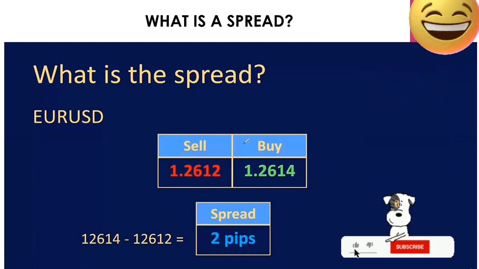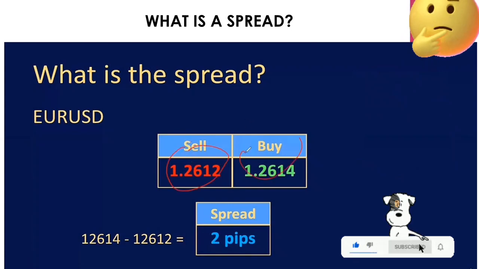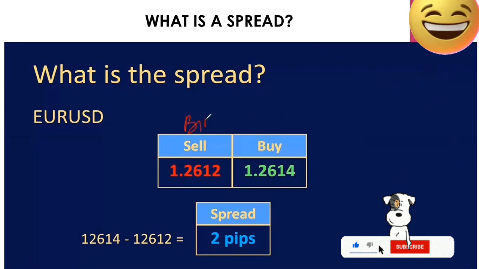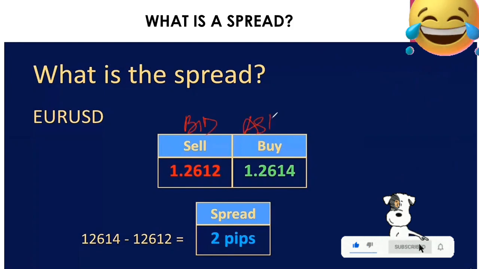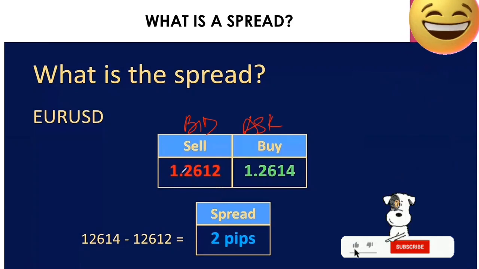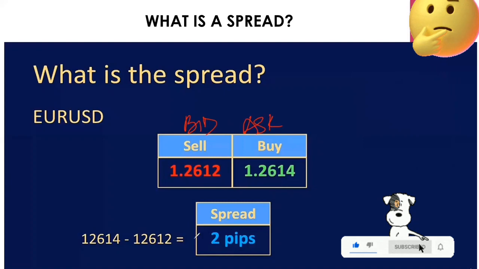Spread is the difference between the bid and ask price. Simple. Spread is the difference between the bid and ask price. So the difference between 1.2612 and 1.2614, as we did here, is 2 pips. So 2 pips is the spread. Now, let me explain further.